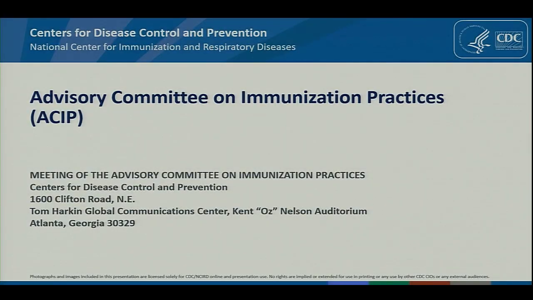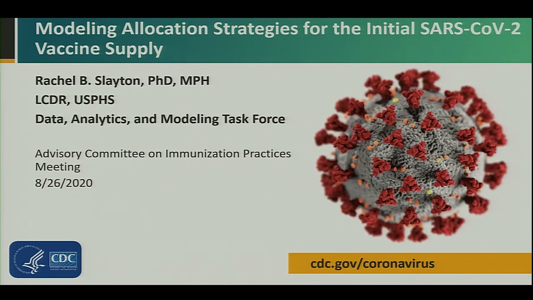This next series of sessions by Drs. Slayton, Oliver, and Dooling, we're going to do in the following manner. So we're going to ask Dr. Slayton to present the modeling allocation strategies, followed then by questions. And then we will group the work group interpretation and prioritization and work group next steps in the next batch. So let's begin with Dr. Slayton and modeling allocation strategies for the initial COVID-19 vaccine supply. Dr. Slayton, please go forward.